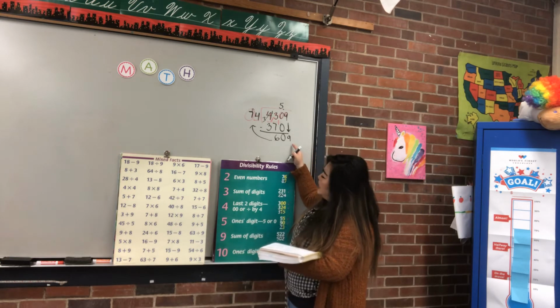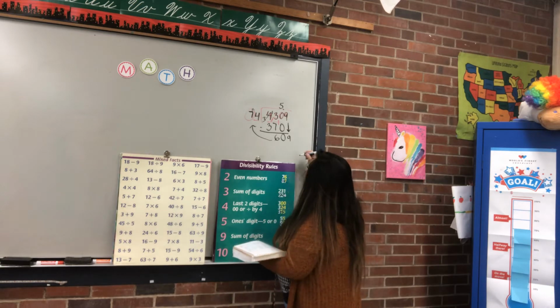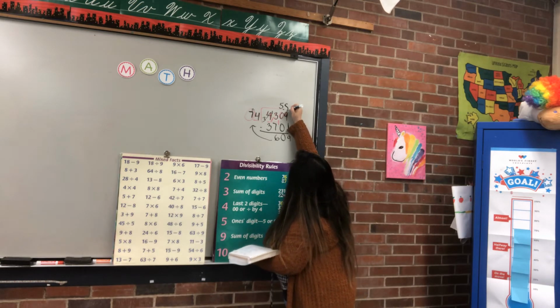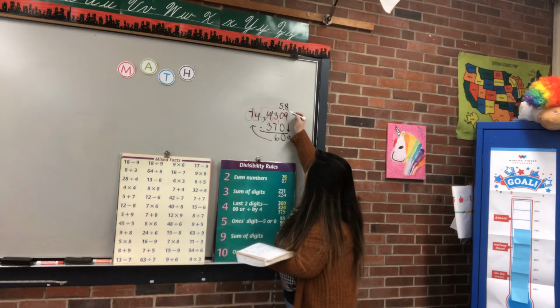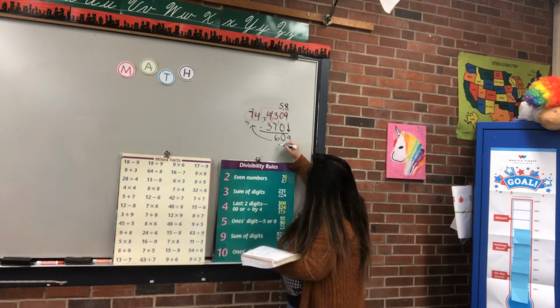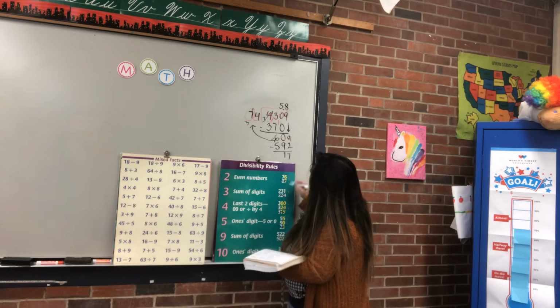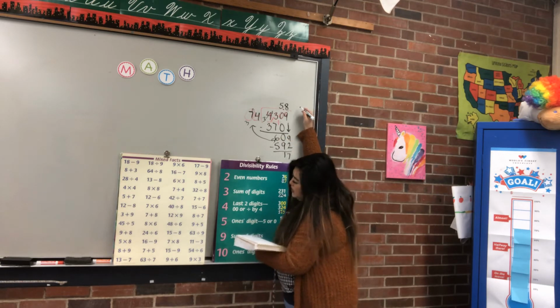7 goes into 60 how many times? And 7 goes into 60 8 times. 7 times 8 is 56. 4 times 8 is 32. Carry the 3. 7 times 8 is 56 plus 3 is 59. Phew, we just made it. 9 minus 2 is 7, and 10 minus 9 is 1. So it's 58, remainder 17.